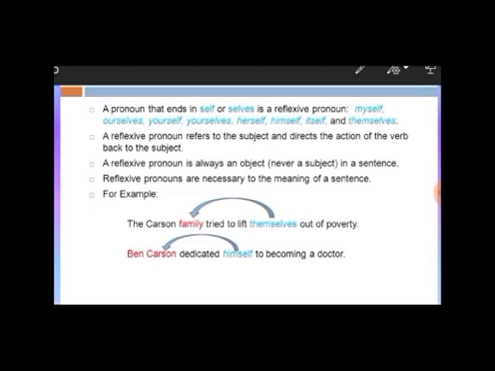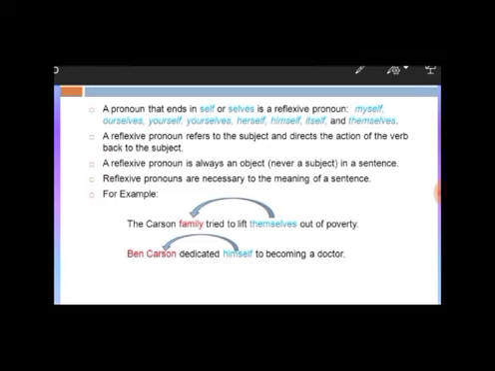Examples are given: myself, ourselves, yourself, yourselves, herself, himself, itself and themselves. Now, a reflexive pronoun refers to the subject and directs the action of the verb back to the subject. A reflexive pronoun is always an object, never a subject. It is always in the predicate part of a sentence. Reflexive pronouns are necessary to the meaning of a sentence.